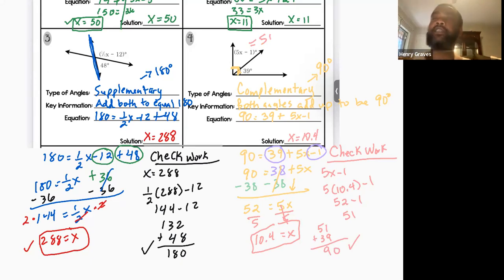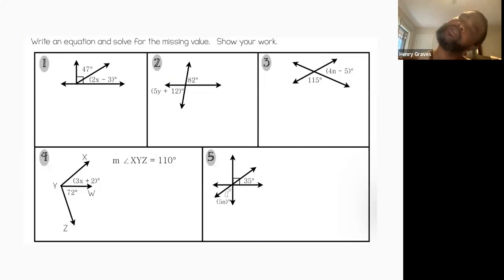Okay, now this is the last one. A lot of these are similar to what I've been doing, but some of them are a little bit different. Number one is the same thing. You're going to do 90 is equal to 47 plus 2x minus 3. I'm going to blow through this real fast.